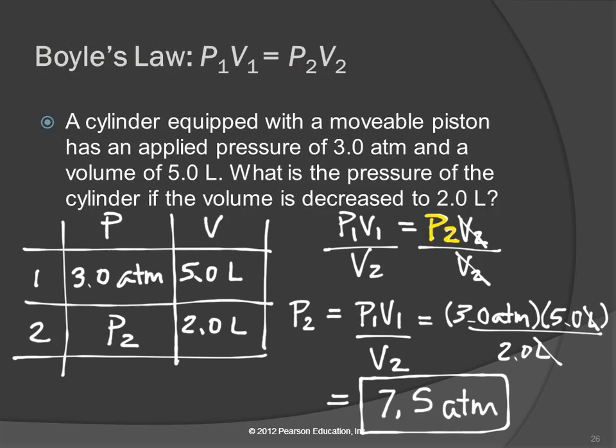Always a good idea to ask yourself if the answer makes sense. Look what happened to the volume. The volume went from 5 to 2. The volume goes down. If we squeeze a balloon into a smaller space, do we expect the pressure to go up or down? Up. So we expect the pressure to be higher than 3, and it is. So that's a good sign.